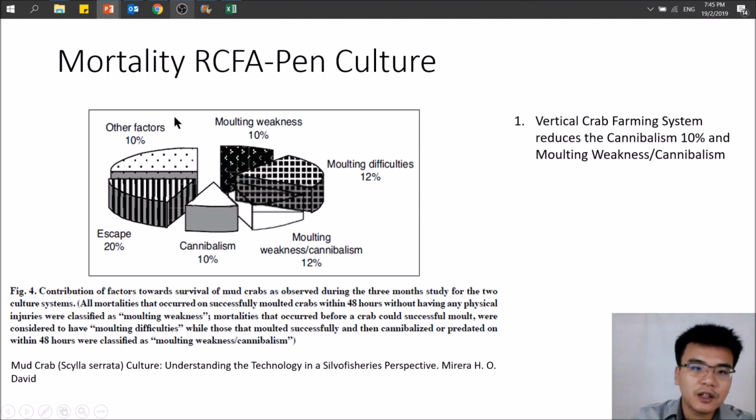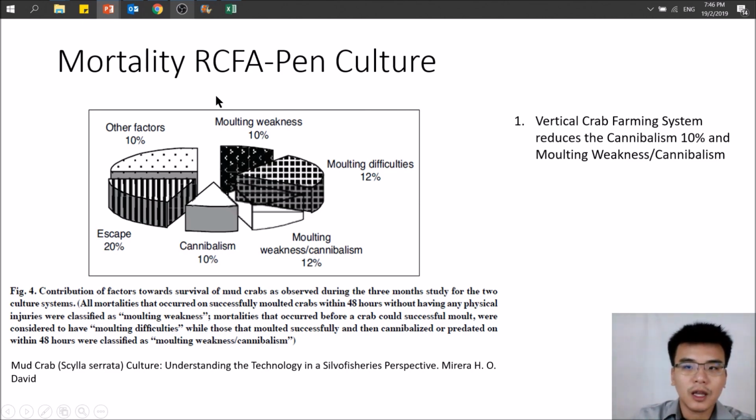You can also see other factors contribute about 10% to the overall mortality. Another important point is molting weakness and molting difficulties. As we have discussed earlier, molting is a very complex process, and 22% of the overall mortality is attributed to this.